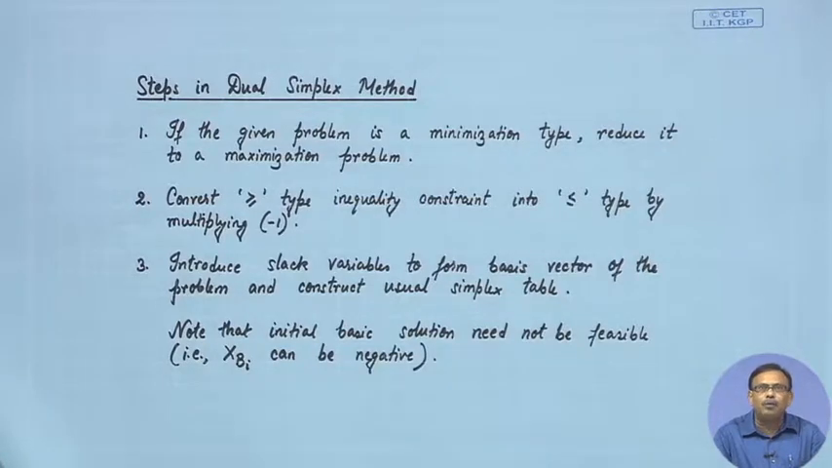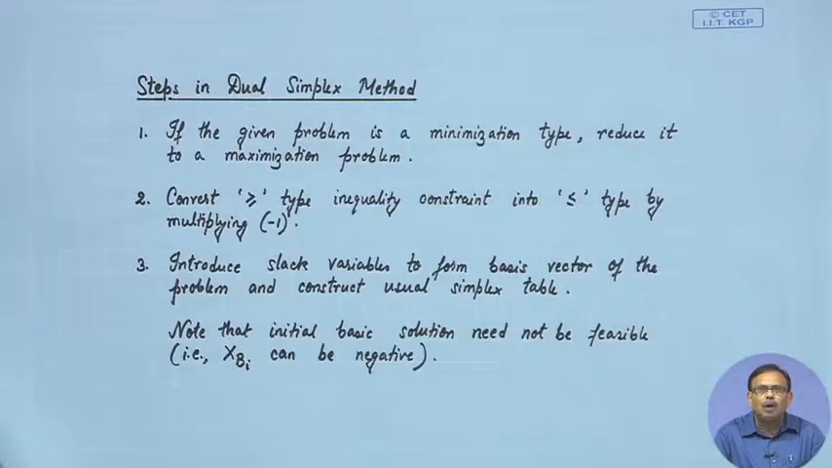If the given problem is a minimization type, then reduce it to a maximization problem. As we have seen, whenever we write any general LPP, first we write it in the standard form. The standard form was maximize z equals c x subject to a x less than or equal to b. Here also, point number 1, if the given problem is a minimization type, then reduce it to a maximization problem.